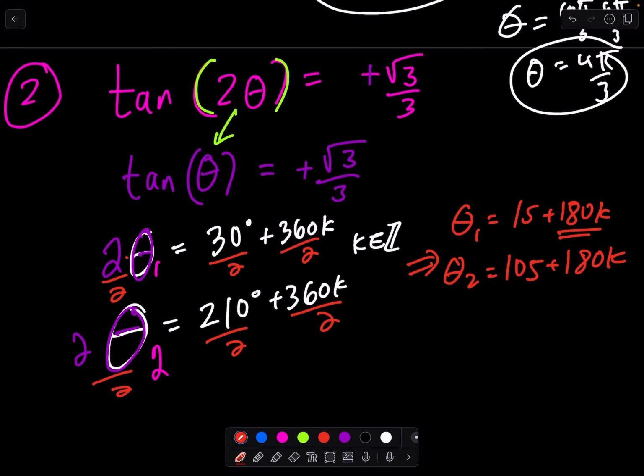But if you divide it into 4, you're going to have 3 more answers that are going to fit in that 0 to 360 degree band. Maybe I'll make another video with a 4 theta just for funsies.